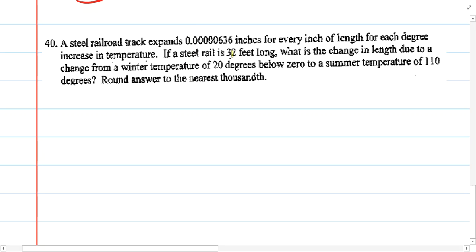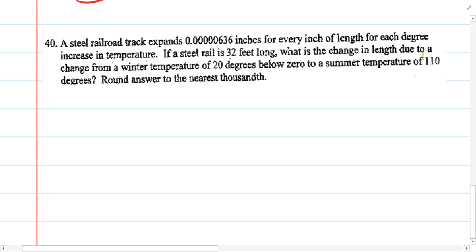Now, if a steel rail is 32 feet long, we want to know how much that 32-foot length section changes due to a change in temperature. Perhaps the winters get down to 20 degrees below zero and the summers get up to 110 degrees. Now we're talking surface temperature of the railroad, so even if the air isn't 110 degrees, it might pick up ambient heat and radiant heat and increase to that temperature.